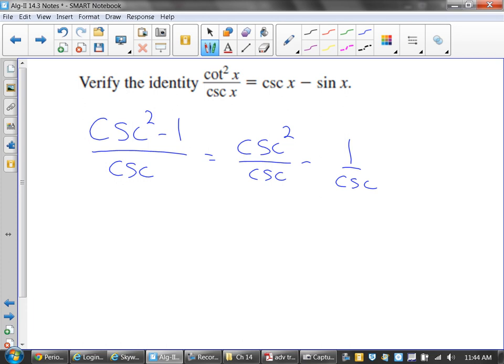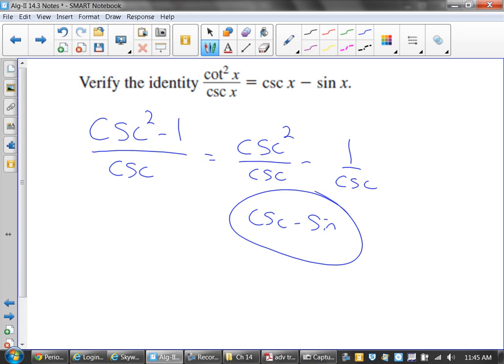So those three equations would be really nice to memorize. Like I said, all you have to really know is sine squared plus cosine squared equals 1, and if you can derive the other two, you can write them out real fast. Cosecant squared over cosecant is just plain old boring cosecant. And what's 1 over cosecant? Sine. And you're verified.